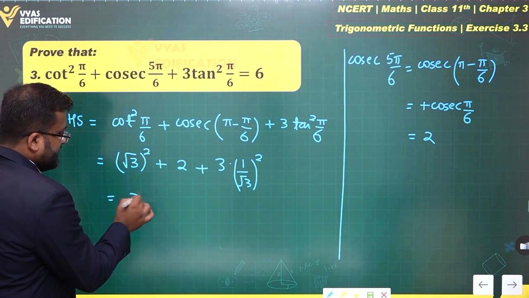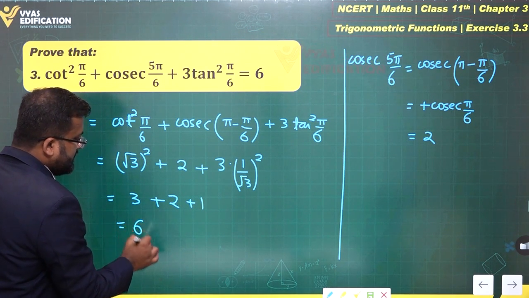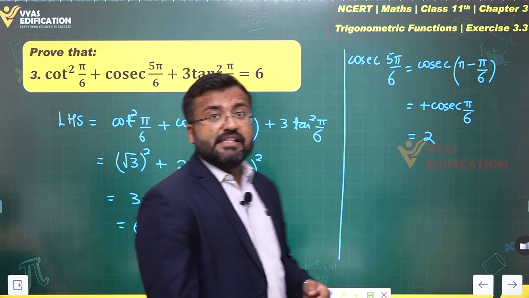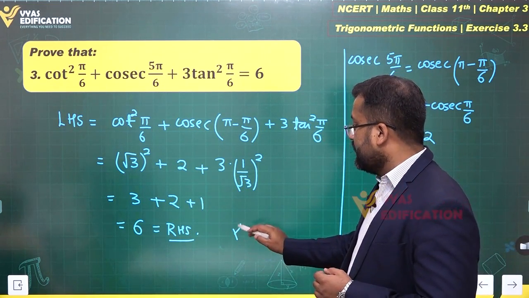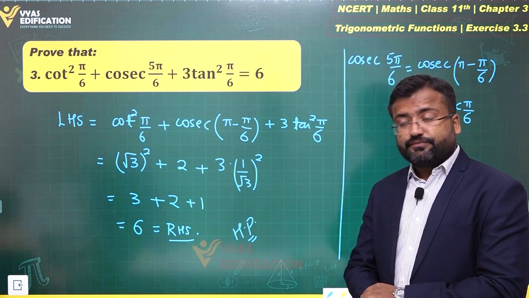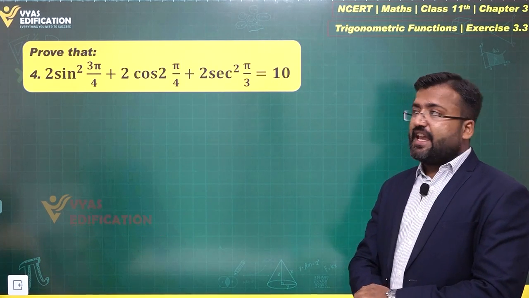What does this give us? This is 3, this is 2, and this is 3 upon 3, which is 1. The overall sum is 6. This is equal to the RHS. And yes, that's the complete proof for this question. Hence, proved. Is that all? Yes, that is all in this question. Let us talk about the next one. What does this question say?